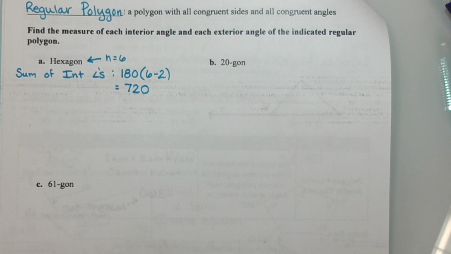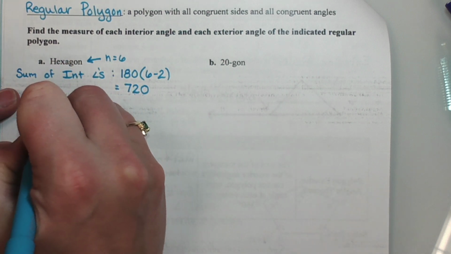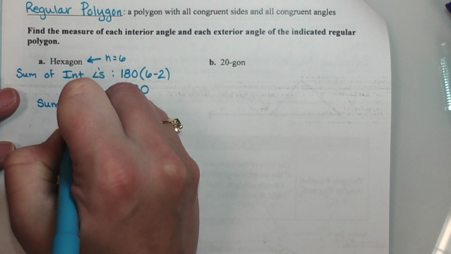Now that gives me the sum of the angles. That's all of the interior angles added up. How many interior angles does a hexagon have? 6. The number of sides and the number of angles are equal on every single polygon. 5 sides means 5 angles. 100 sides means 100 angles, etc. If this is what they are all added together and they're all the same, how could I find an individual one? Divide by the number of sides. I take the sum, divide by number of sides.